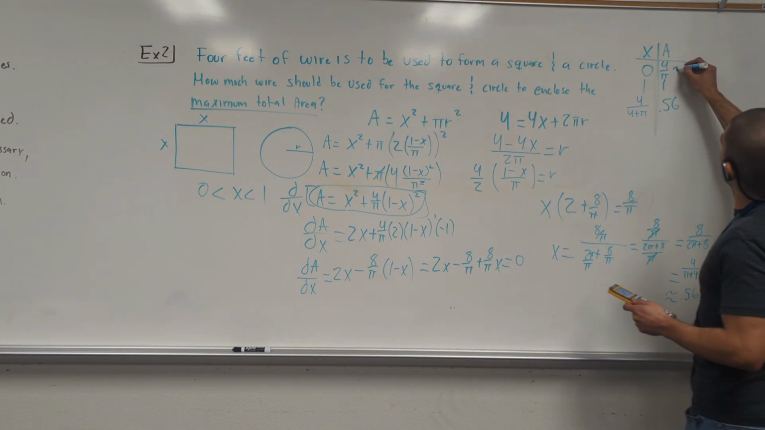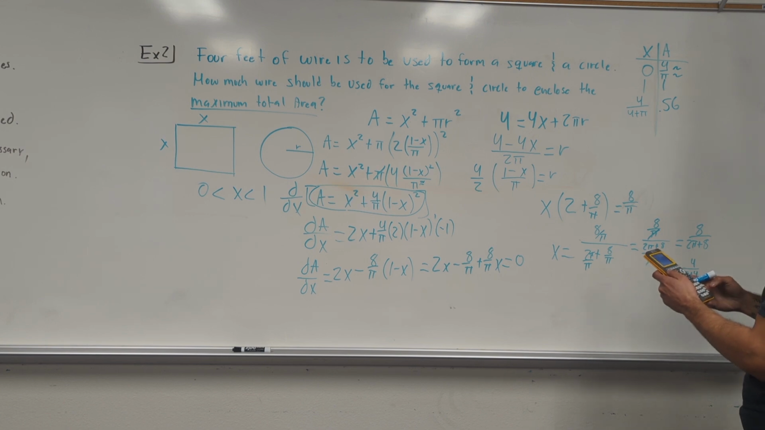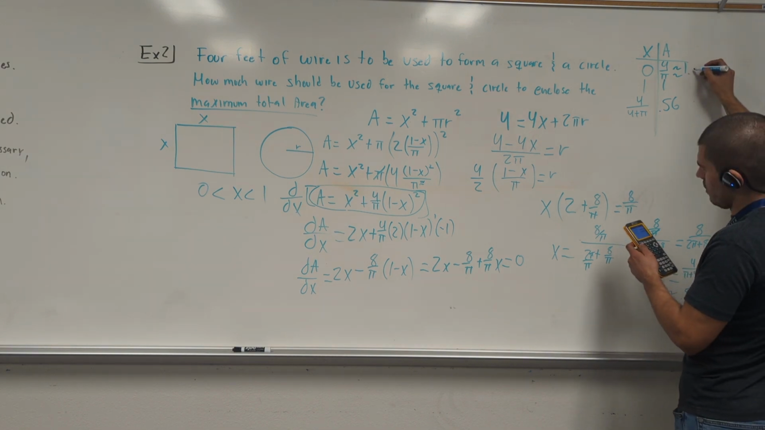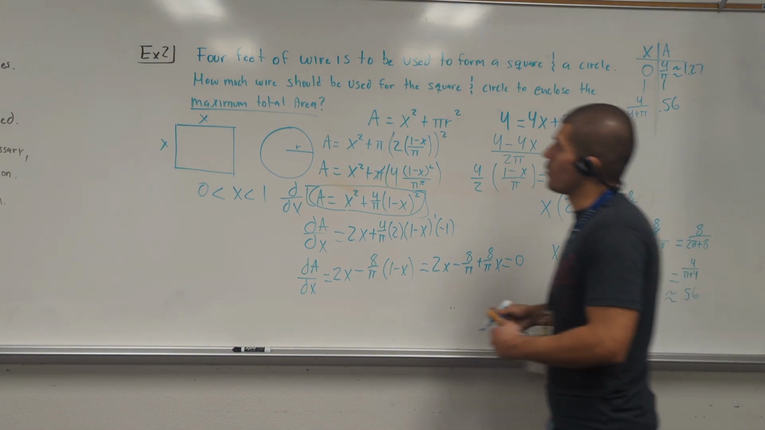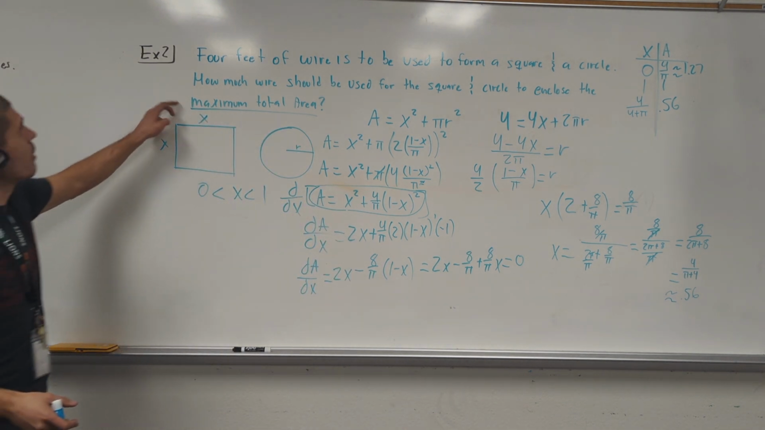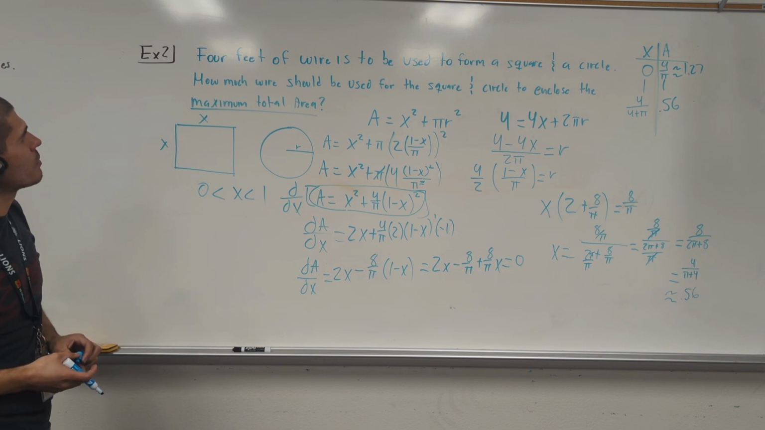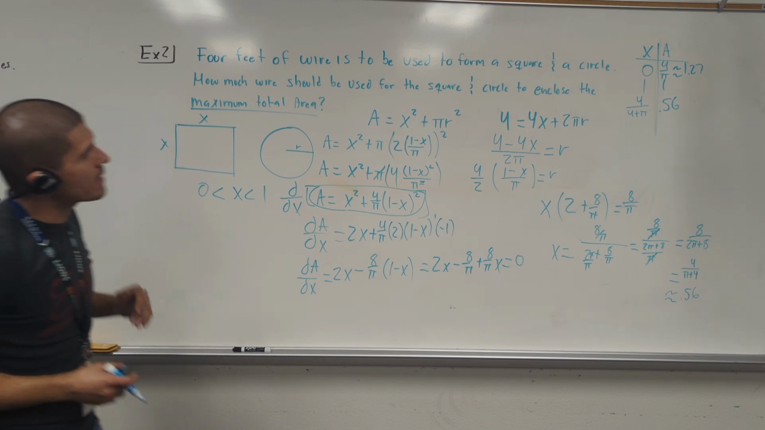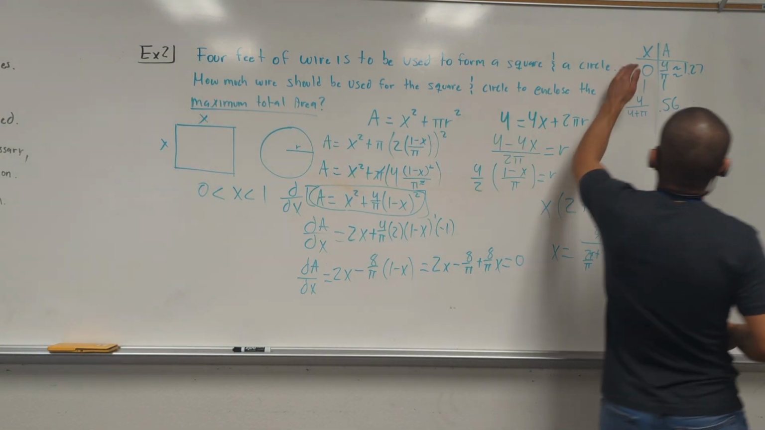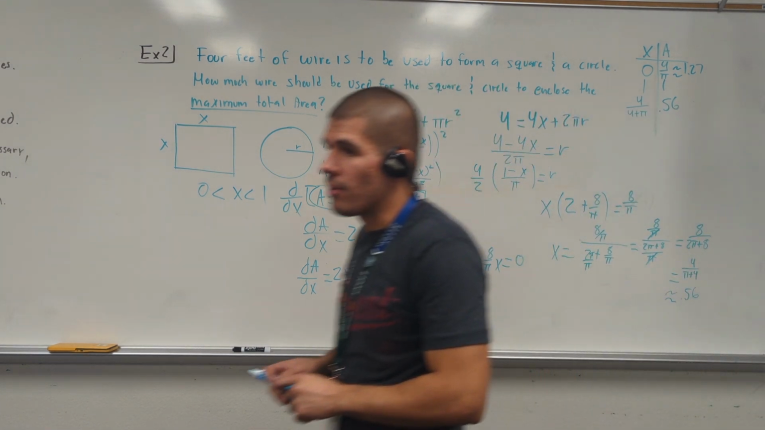Okay, so now let me figure out what 4 divided by pi is. That's going to be more than 1, about 1.27. So looking at this data, I am looking for how much wire should be used for each, the square and the circle, to produce a maximum area. The maximum area, looking at this candidate, gets produced when I utilize 0 on the x. That would be the maximum area that I would create.